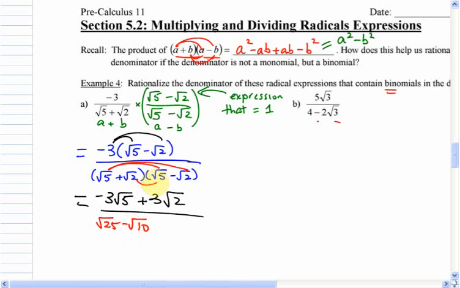Plus, what's root 2 times root 5? That's plus root 10. So you see how those middle terms, one's always a plus, one's always a minus. They cancel each other out. And then root 2 times root 2? Minus root 4.